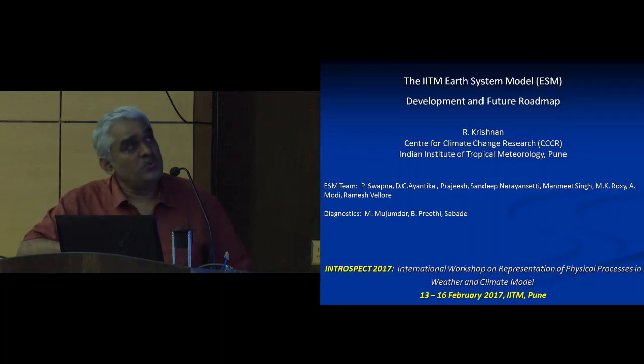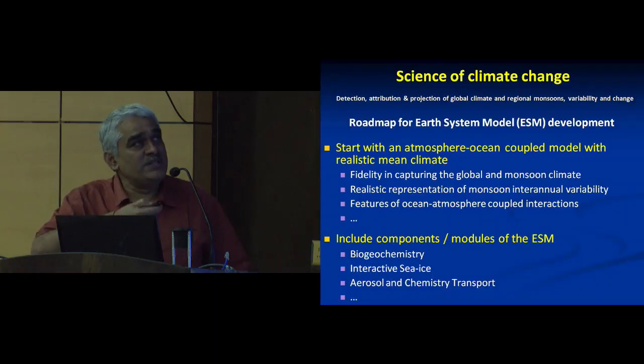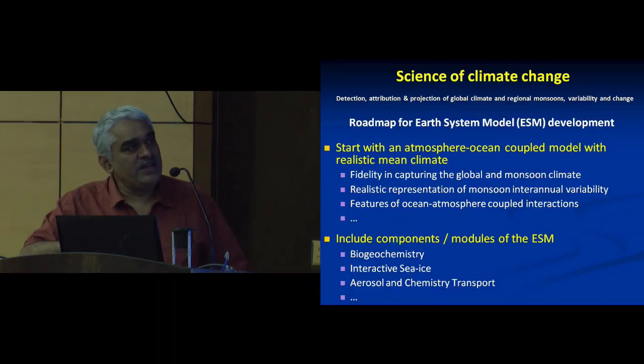And so the science of climate change at our center in IITM is mainly to focus on the science of detection, attribution and future projections of global climate and the regional climate, including the monsoons, variability and change. And our roadmap for this started sometime in 2010-11: you develop an Earth system model. You start with a good atmosphere-ocean coupled model, which has a realistic mean state. It has a good fidelity in capturing the global as well as the monsoon climate.